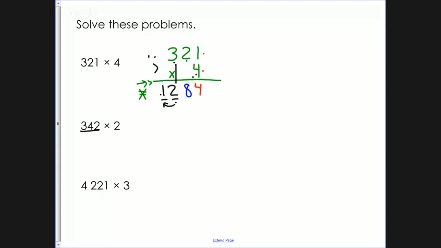I'll show you again. So 342 times 2. I also highly suggest you copy one of these into your math survival guide using different colors, as I am doing, so that you can remember these steps. So ones column first. 2 times 2 is 4. Tens column. 40 times 2 is 80. Hundreds column. 300 times 2 is 600.